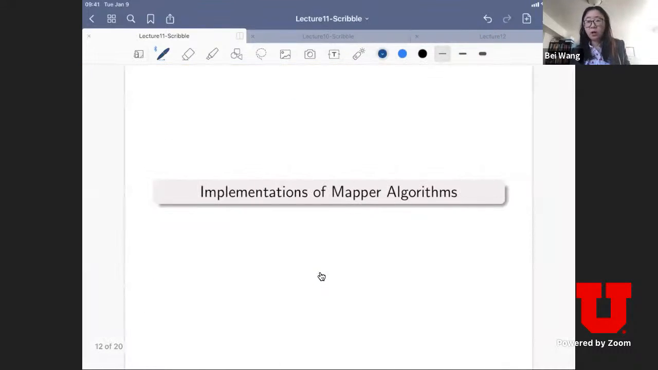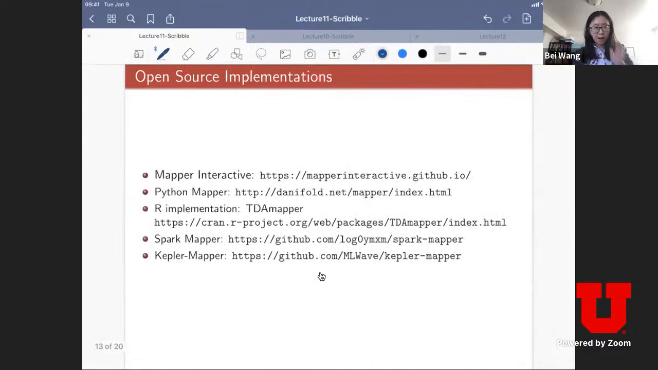Okay, so before I switch to another topic, remember two lectures ago, we gave a demo of a few open source tools, and I'm thinking about a possible bonus project that will involve an open source implementation of the Mapper algorithm. I know it might also be useful for your final project. This is a list of some of those existing implementations of Mapper. But if you go to Mapper Interactive, there's a recent paper that also has a review of other open source implementations of the Mapper algorithm.